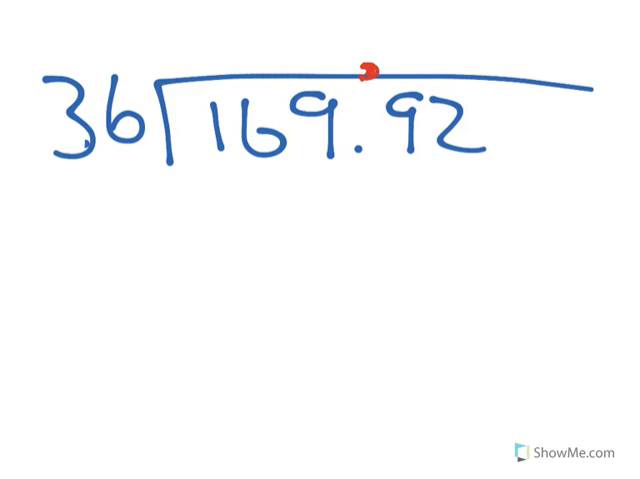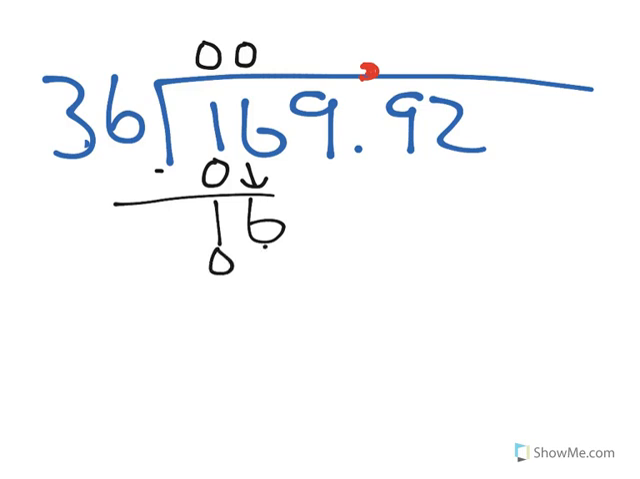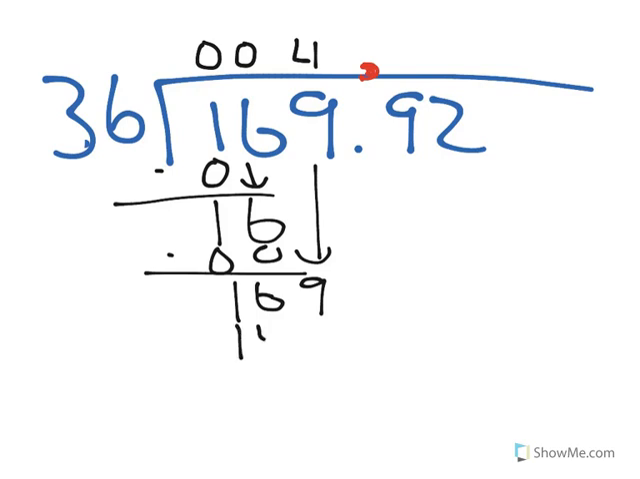Does 36 go into 1? The answer is no. Put a 0, multiply, subtract, bring down. Does 36 go into 16? The answer is no. Put a 0, multiply, subtract, bring down. Does 36 go into 169? The answer is yes. I'm going to put a 4 above the 9. 4 times 36 is 144.